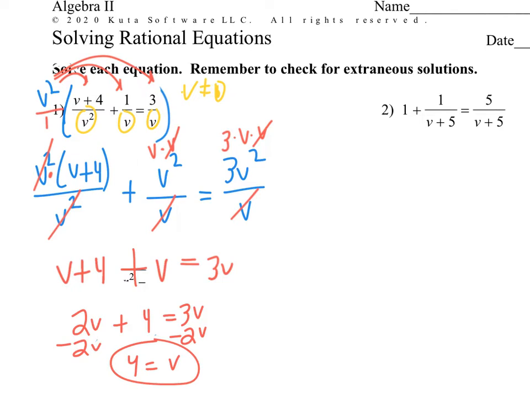Okay, so moving on to number 2. Again, what I'm doing, I'm taking a look at those denominators first. They're both v plus 5. So in this case, it's pretty straightforward that the thing we need to multiply by, the thing we want to cancel, is just v plus 5.